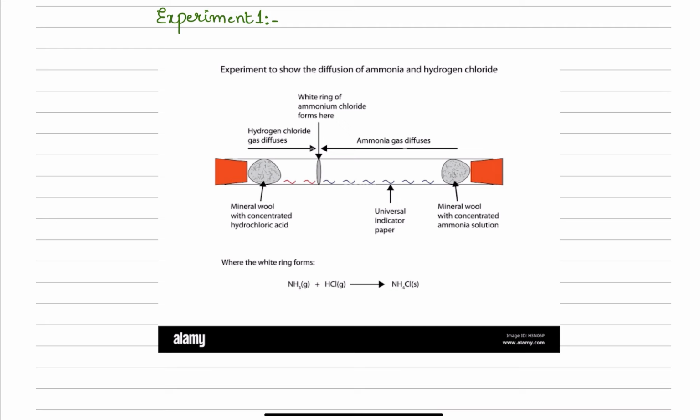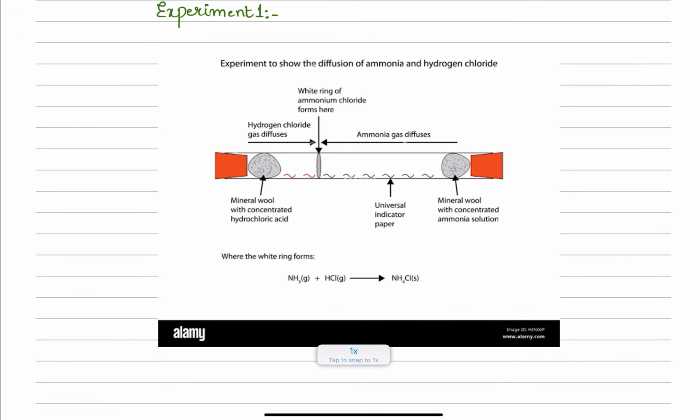We have a hollow tube, open at both ends, and we have put a rubber bung from both sides. One is a mineral wool, also known as cotton wool, soaked with concentrated HCl, hydrochloric acid. And one is a mineral wool or cotton wool soaked with concentrated ammonia solution.